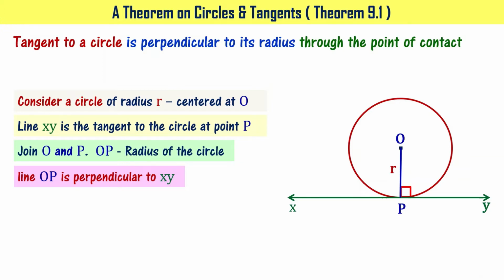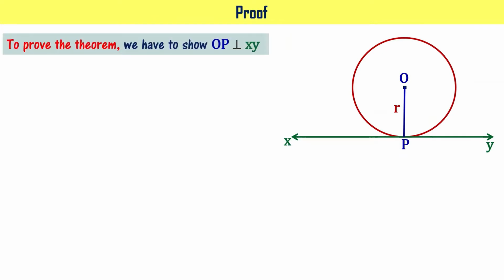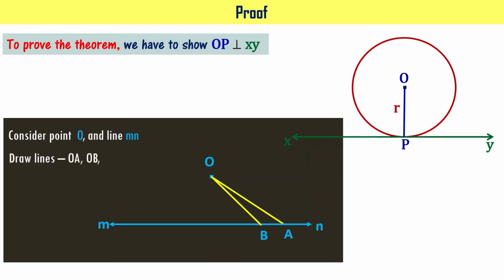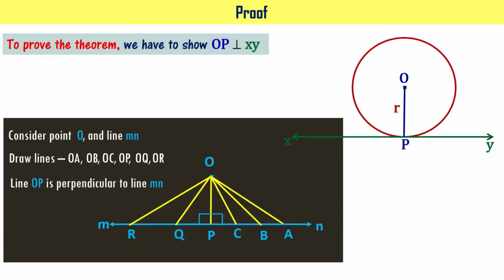Let's see how to prove this. To prove the theorem, we have to show that OP is perpendicular to XY, right? Let us consider a point that is O and line MN as shown here. Let me draw lines OA, OB, OC, OP, OQ and OR as shown. As you see here, line OP is perpendicular to line MN, right?